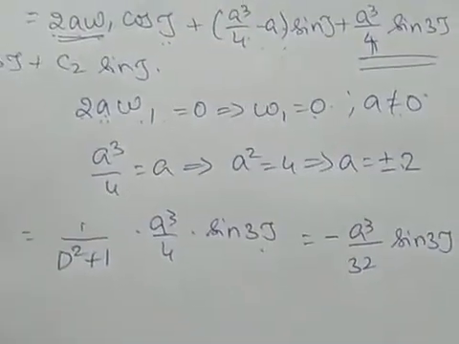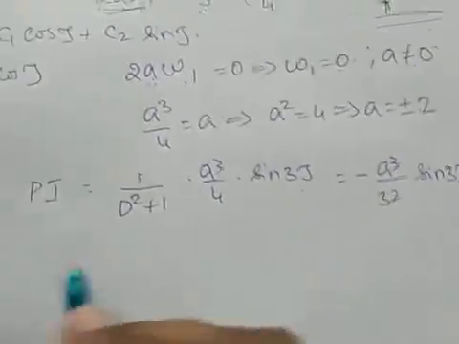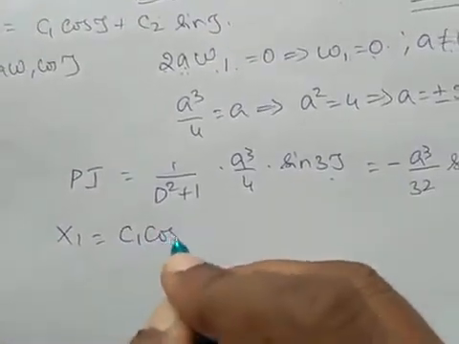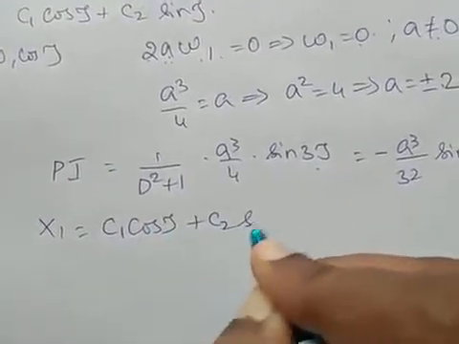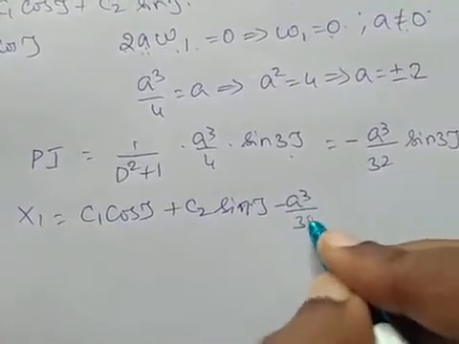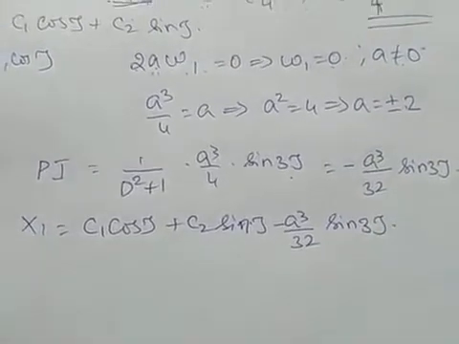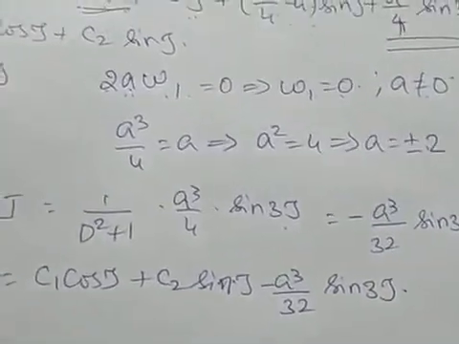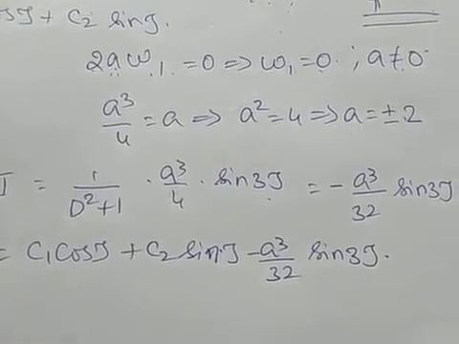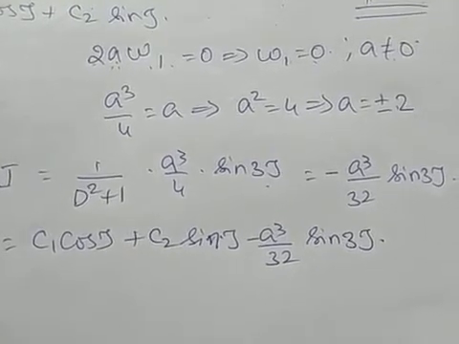So now we got the value of x1. x1 is c1 cos tau plus c2 sin tau minus a cube by 32 sin 3 tau. Substituting the initial conditions, we can find the value of c1 and c2. c1 is a1, c2 is 3a cube by 32.